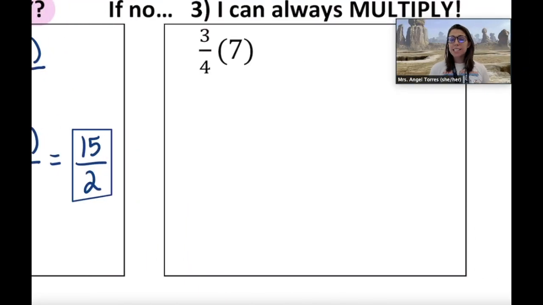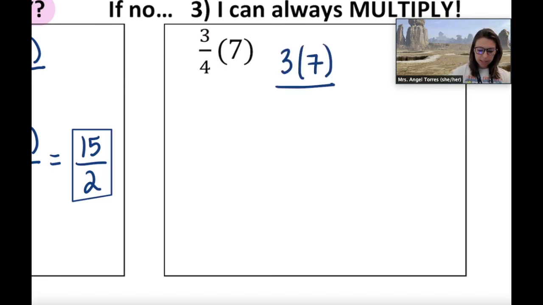Let's take a look at our last example, 3/4 times 7. We'll start by putting the multiplication in the numerator: 3 times 7 divided by 4. Can I divide? 3 can't be divided by 4, and 7 can't be divided by 4, so no, I cannot divide.